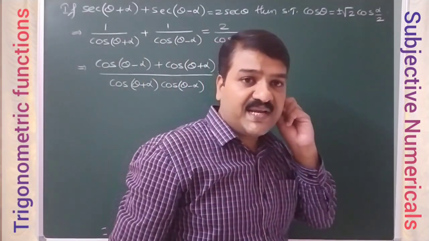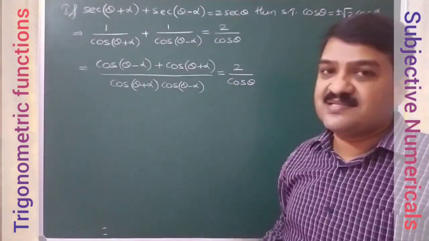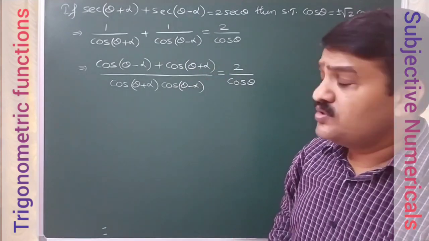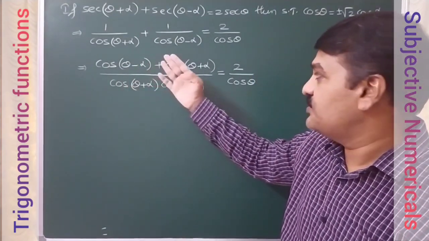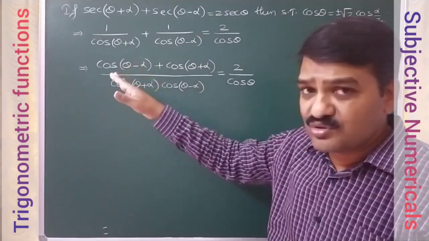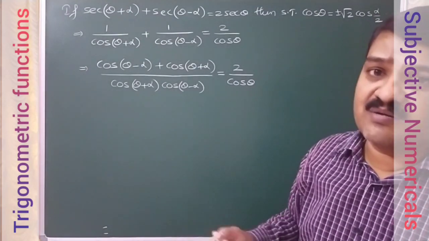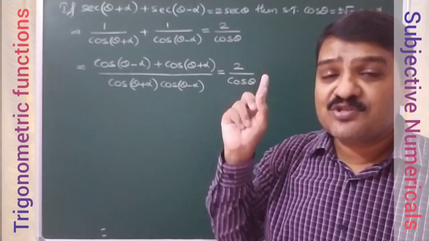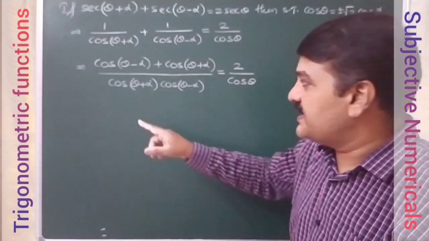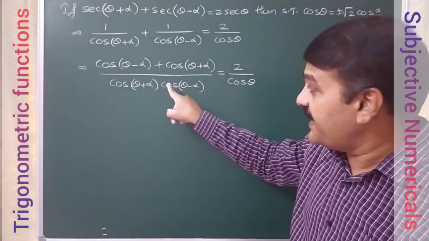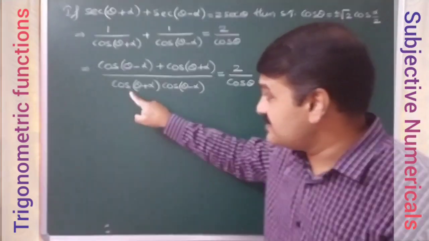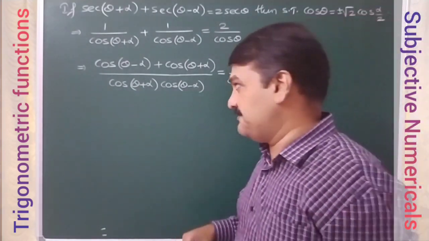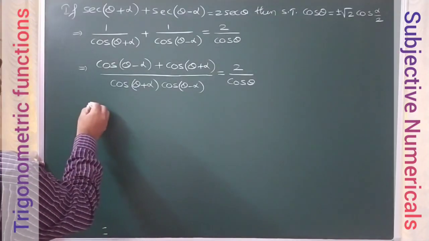Now in the numerator and denominator we have standard formulas. The numerator is cos(A minus B) plus cos(A plus B). You know the cos(A minus B) formula and the cos(A plus B) formula; just add those two and you will get the result. So directly, cos(A minus B) plus cos(A plus B) is 2 cos A cos B. The denominator is cos(A plus B) into cos(A minus B), which is cos square A minus sin square B. So apply these two standard formulas now.